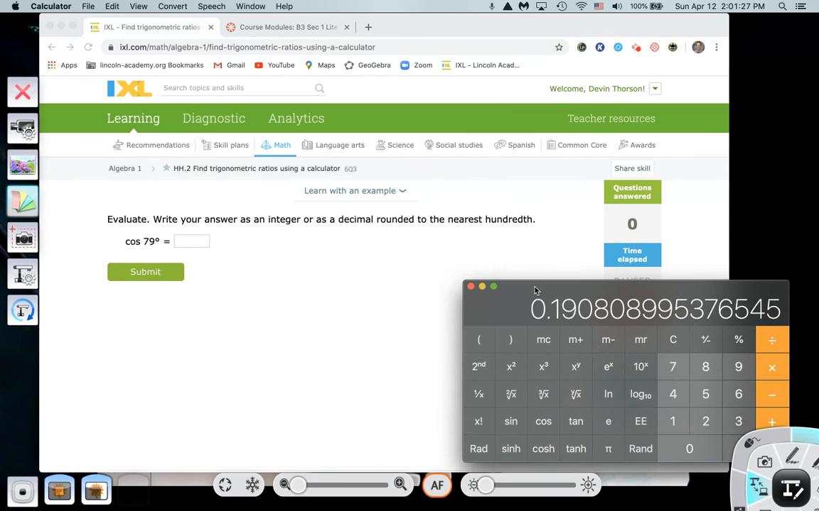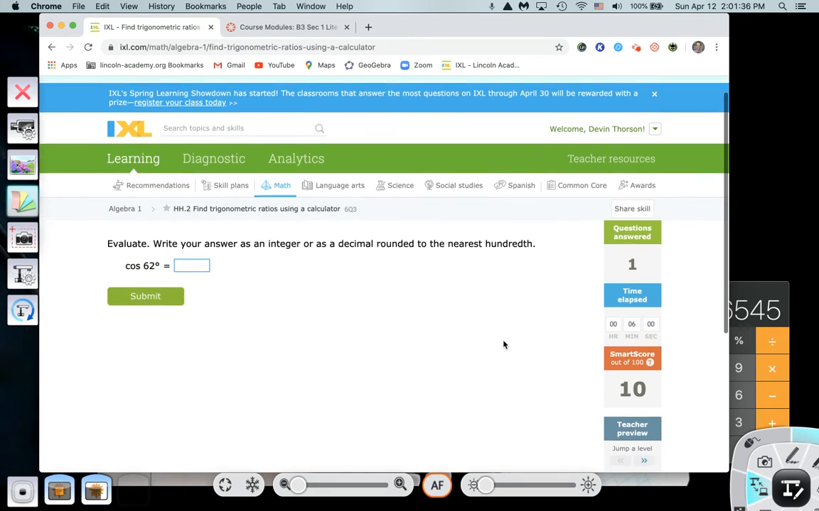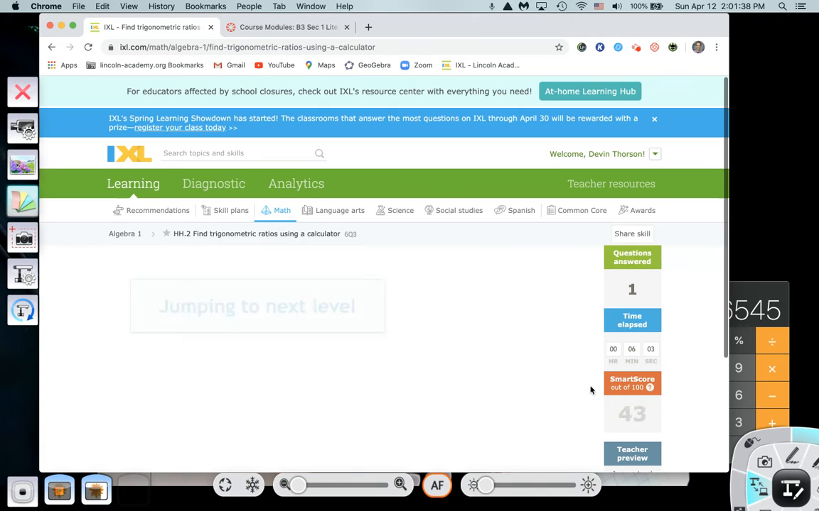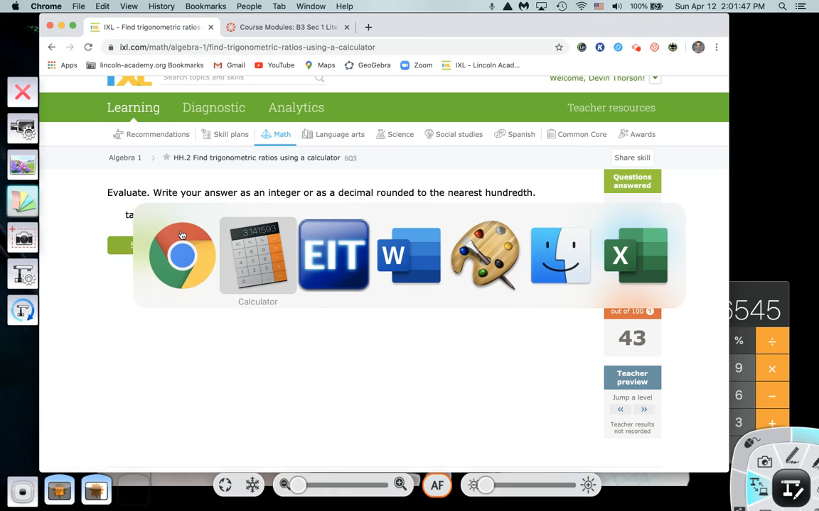And if you'll notice, this says to round your answer to the nearest hundredth. So I just type in 0.19 and I hit enter and I get it right. And that's all you're doing in this whole lesson is using a calculator to find your ratio or your answer or your decimal representation of this ratio.